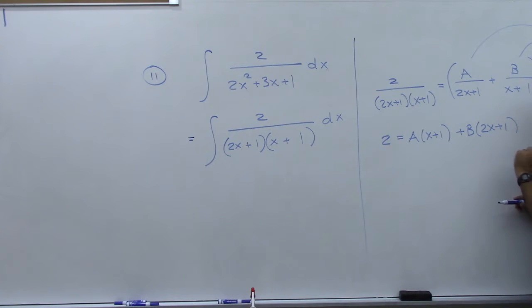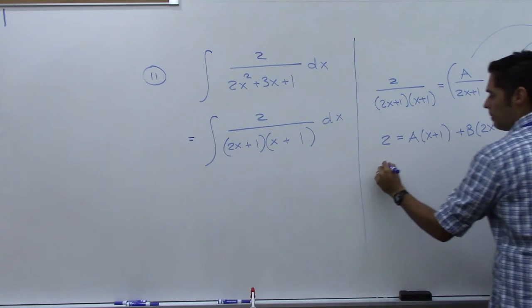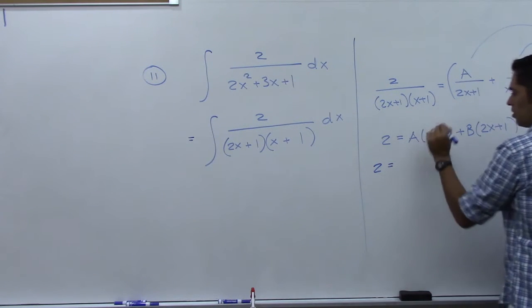And then to figure out what b is, I'd let x be negative 1 and figure things out and get my a, and get my b. But that's the short way. I'm going to show you the long way. Long way, you distribute everything out.